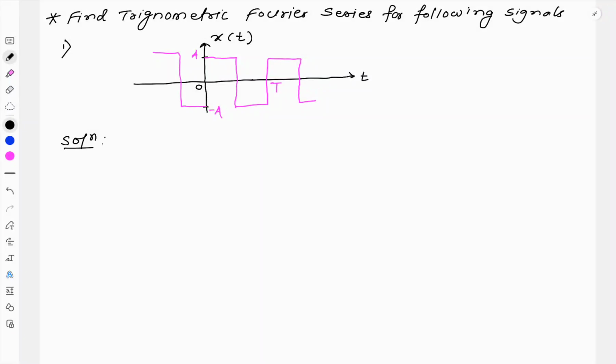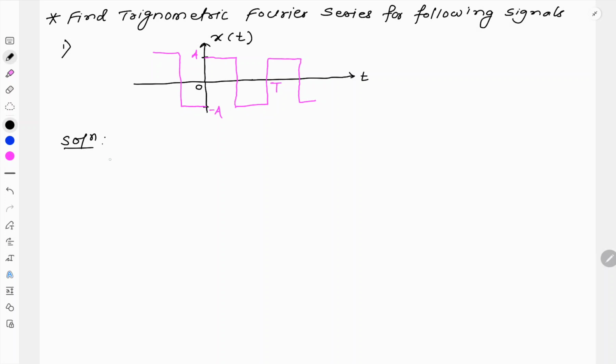In this video, we are going to solve an example on trigonometric Fourier series. Here a square wave is given which has amplitude plus A and minus A, and the period of this square wave is T, and we are supposed to find out the trigonometric Fourier coefficients.